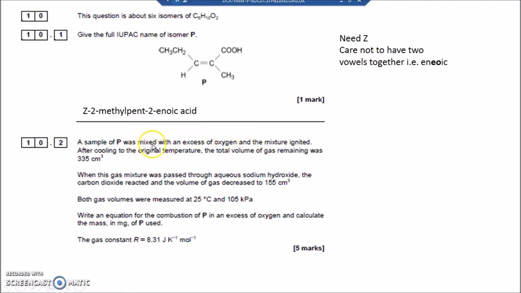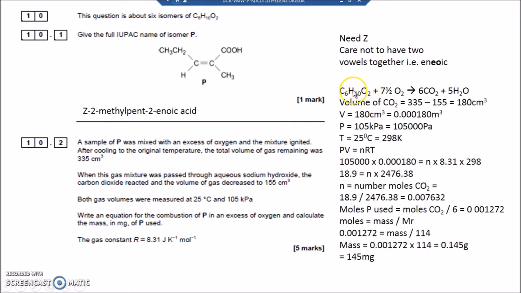A sample of P was mixed with excess oxygen. The mixture was ignited, so P is going to be ignited. Excess oxygen, so it's complete combustion. I'm going to make carbon dioxide and water. I'm not going to make carbon monoxide or carbon with incomplete combustion. I've got plenty of oxygen. After cooling to the original temperature, the total volume of gas remaining was 335. I'm just going to skip ahead and write an equation for the combustion of P.